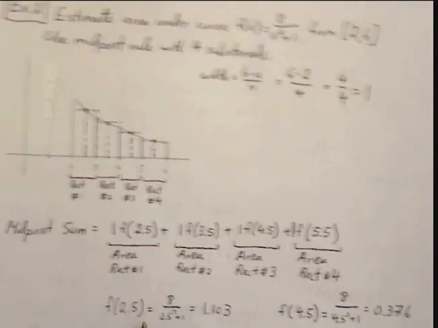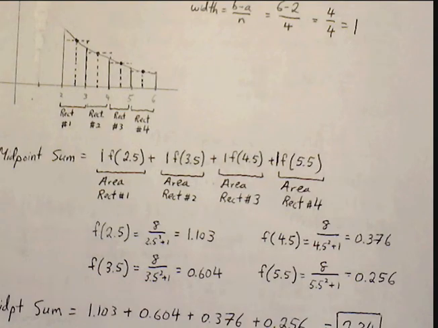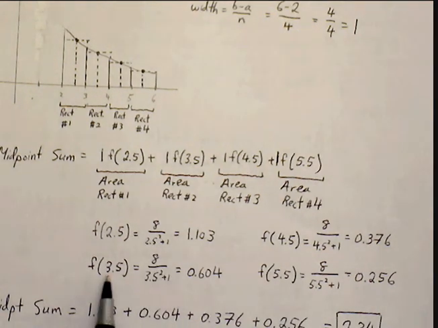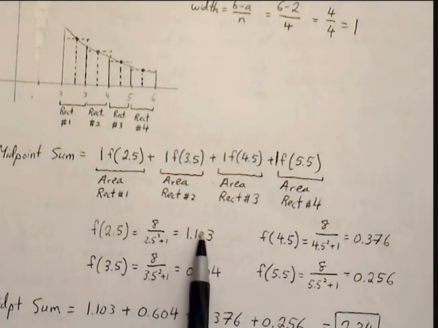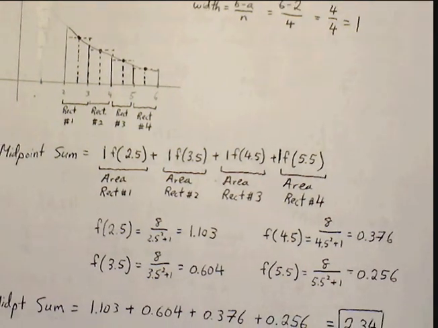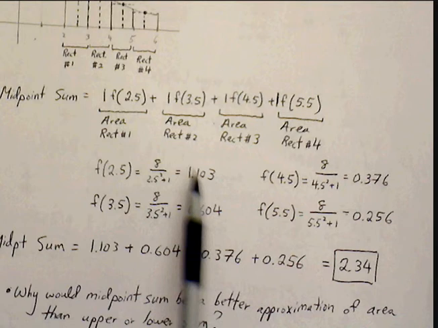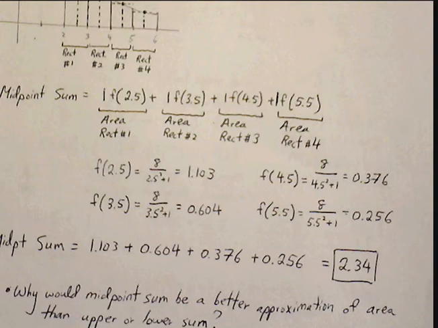Okay. So if I want to find the height of each rectangle, I'm going to plug the midpoint x value into the function. So 2.5, plug it in for x: 8 over 2.5 squared plus 1. We can use our calculators to find these values. Plug 3.5 in for x, 4.5 in for x, 5.5 in for x. And we're going to get these values, which represent the height of each middle rectangle. Then we simply add the areas together. All these heights are multiplied by 1, so they're not going to change. So we add the areas together, and we're going to get 2.34.